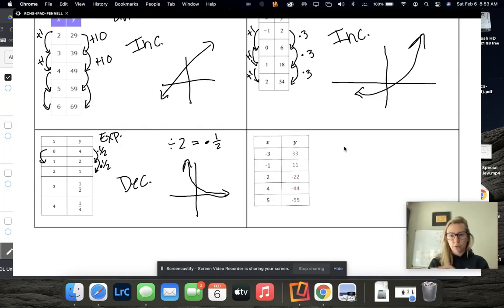All right, give this you-try problem a shot. So to get from 33 to 11, we would subtract 22.